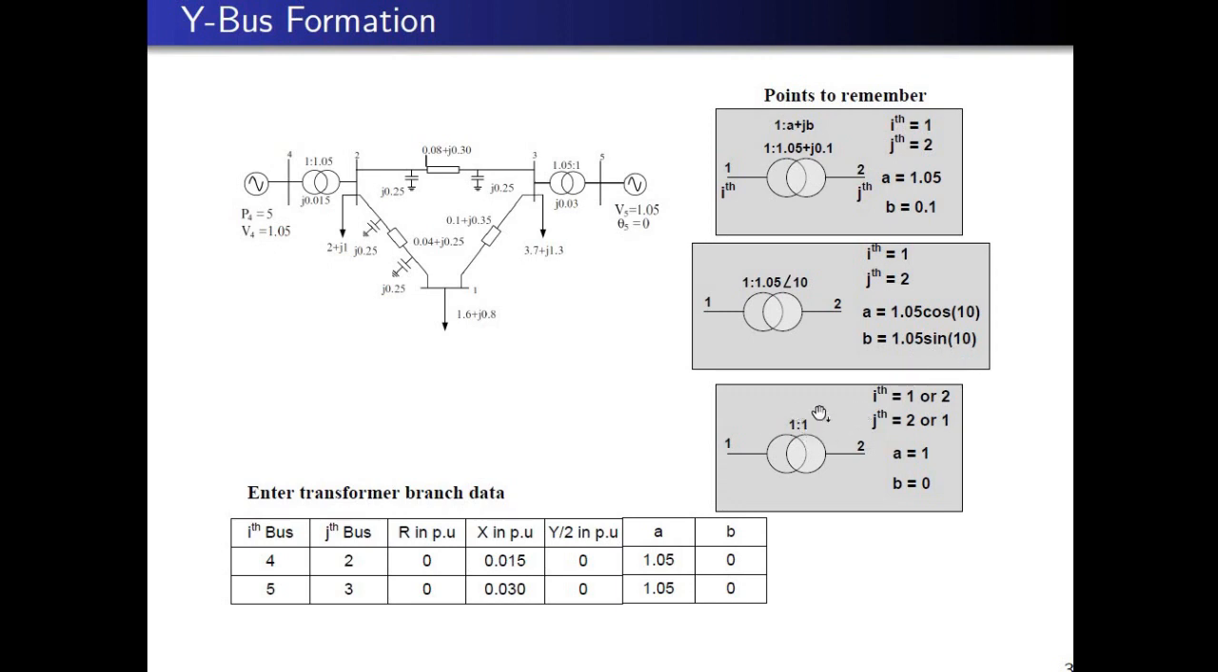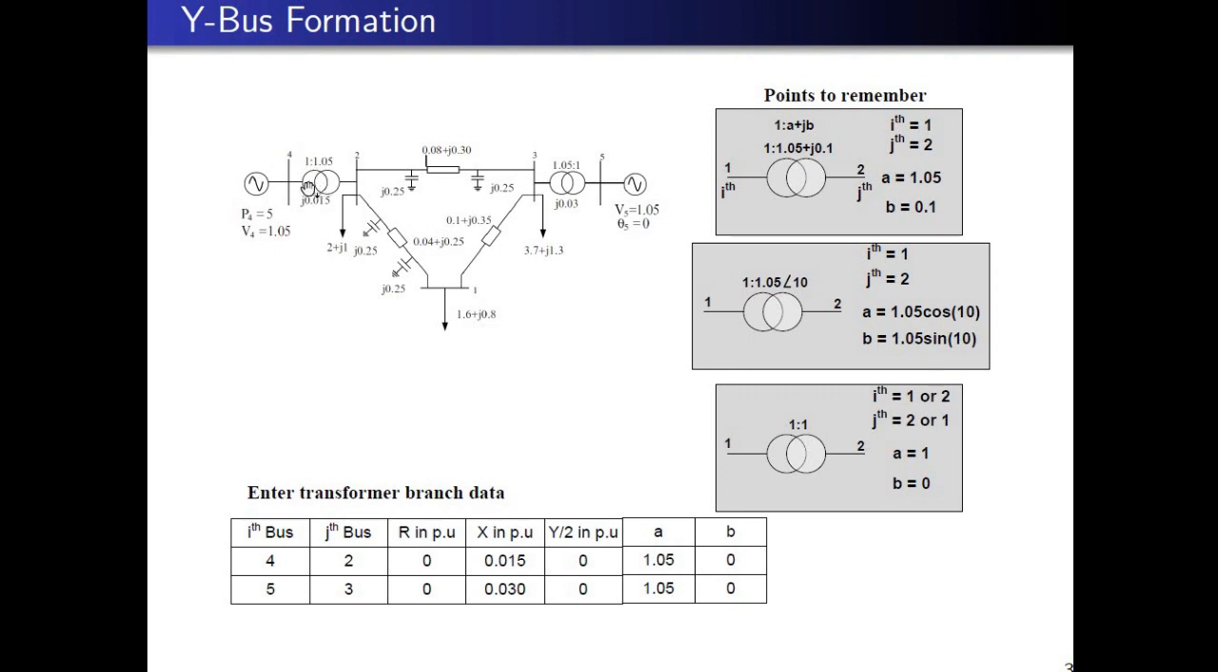One more point to be remembered is that the transformer is a normal transformer, 1:1. There is no magnitude or phase change, 1:1. There is no need to consider the ith bus as 1 or 2, and the jth bus may be 2 or 1. No need to follow this convention. A is equal to 1 here and B is equal to 0 here. Similarly, we enter all the data according to this.